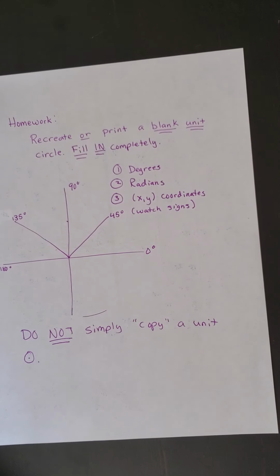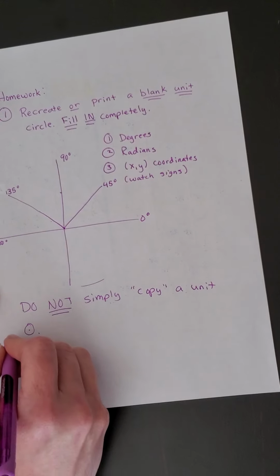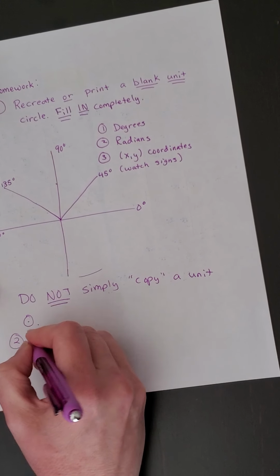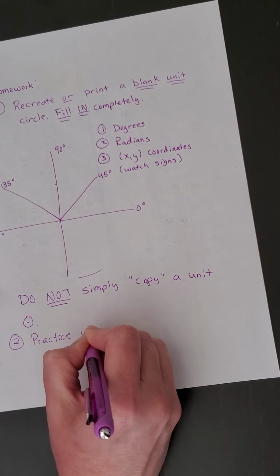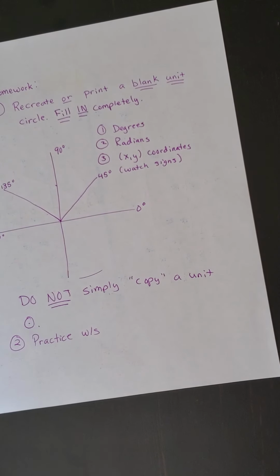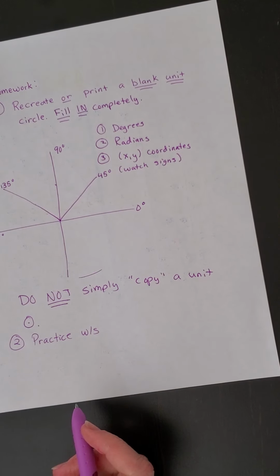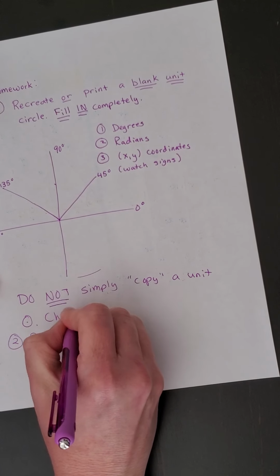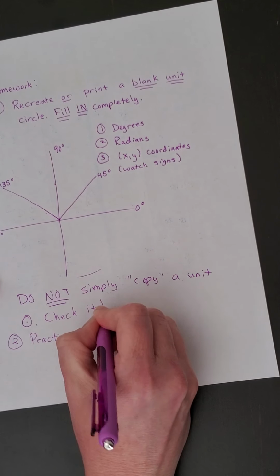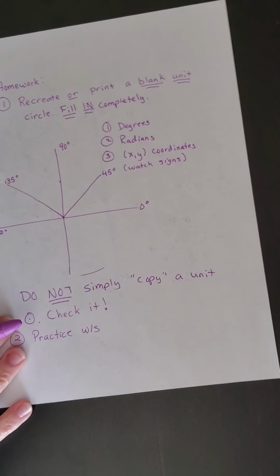And then I believe after, so this is part 1 of the homework, right? Part 2 of the homework will be a practice worksheet. After you have filled in your unit circle though, please make sure, so the last thing is, check it. If you have something filled in incorrectly, you're going to be using it incorrectly.